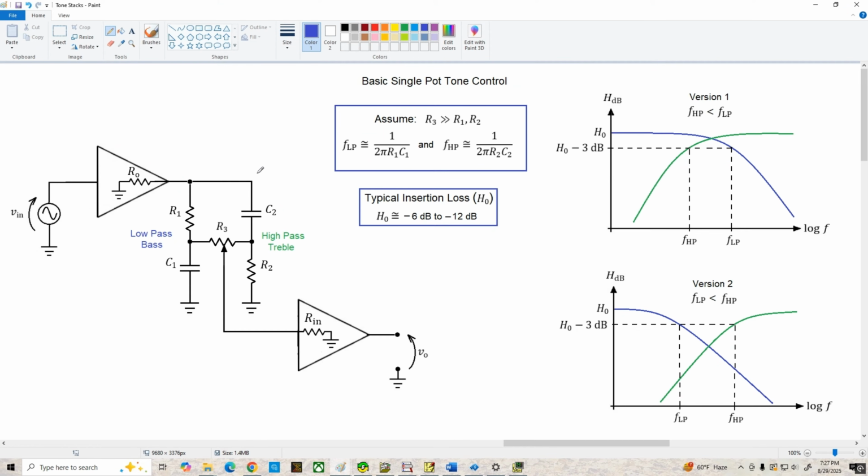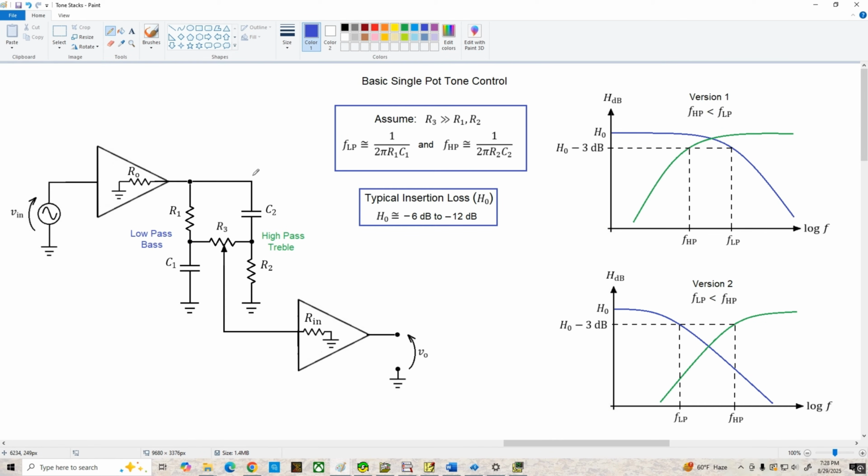Now, the detailed analysis of this circuit is pretty long and messy, and I don't feel like getting into all that algebra today. So what we're going to do is choose R3 to be large compared to either R1 or R2. And if that's the case, we can more or less treat these two filter circuits individually without considering their interaction. So then the corner frequency for the low pass side is 1 over 2 pi R1 C1, and the corner frequency for the high pass side is 1 over 2 pi R2 C2.